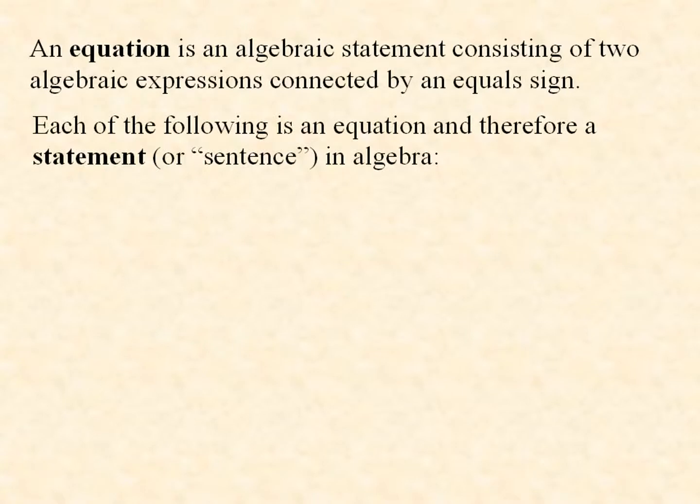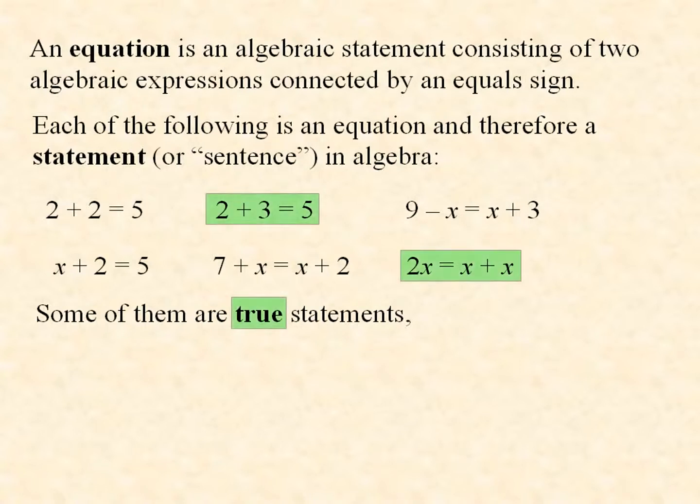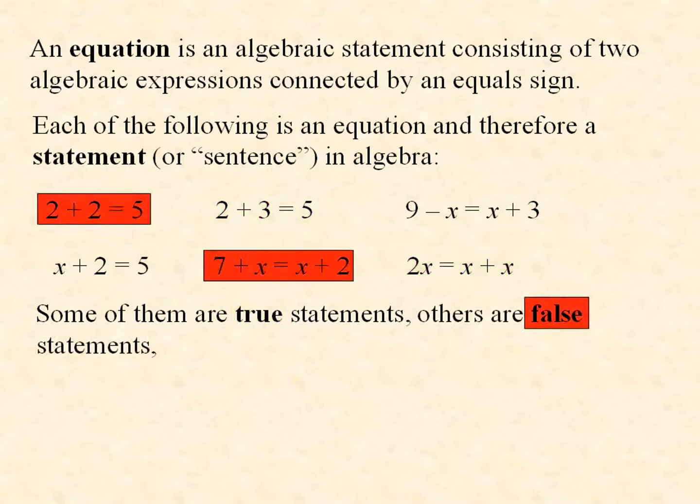Each of the following is an equation and therefore a statement or sentence in algebra. 2 plus 2 equals 5. 2 plus 3 equals 5. 9 minus x equals x plus 3. x plus 2 equals 5. 7 plus x equals x plus 2. 2x equals x plus x. Those are all statements. Some of them are true statements: 2 plus 3 equals 5 and 2x equals x plus x. Those are true. Others are false statements: 2 plus 2 equals 5, 7 plus x equals x plus 2. Those are false.